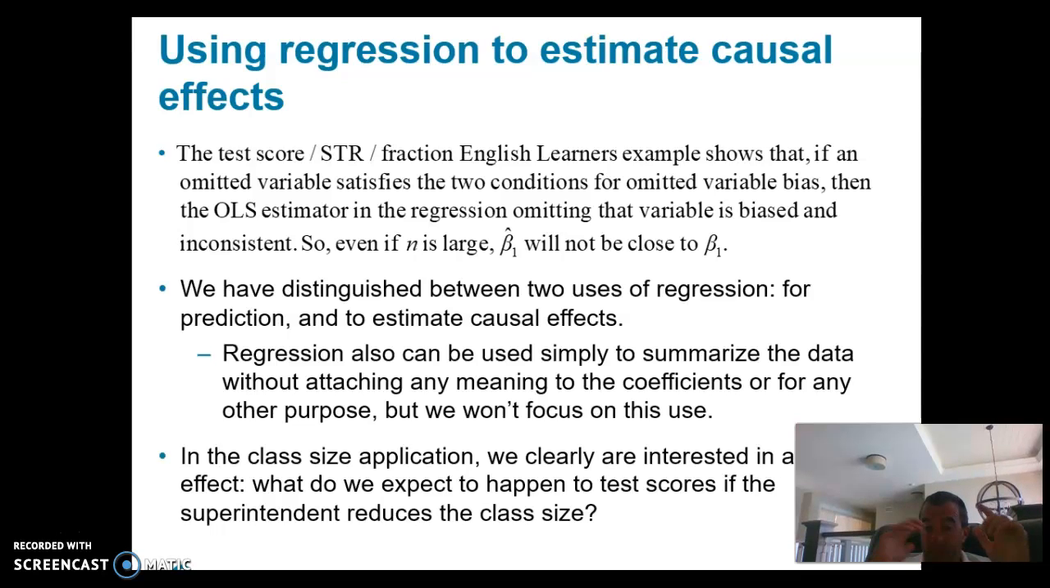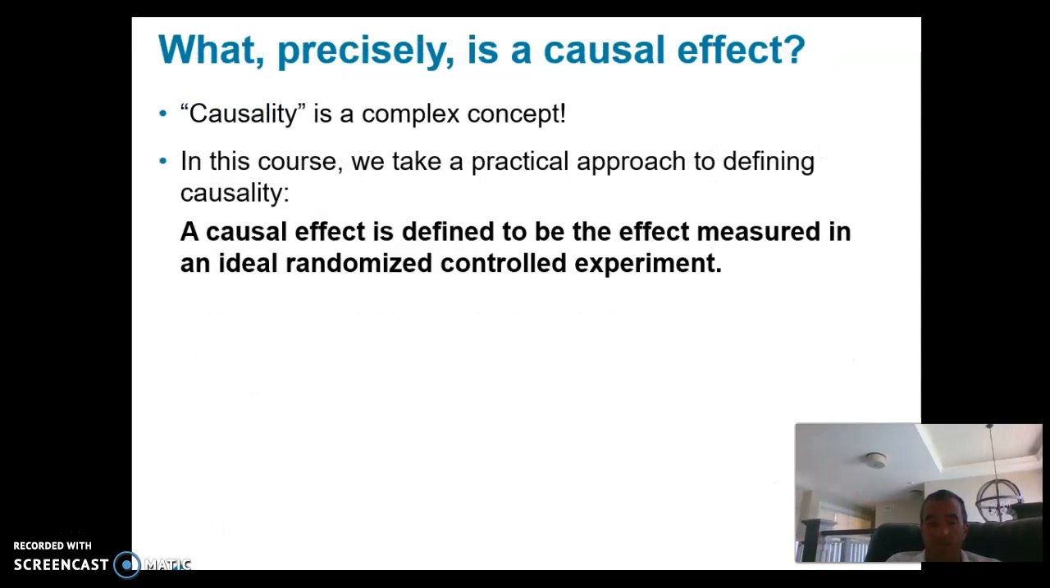What we're looking at is, as an example, how do we expect test scores to change if the superintendent reduces class sizes? We're going to set up a regression model, and in this model, if we change some of the variables, we'll be able to predict test scores more effectively.